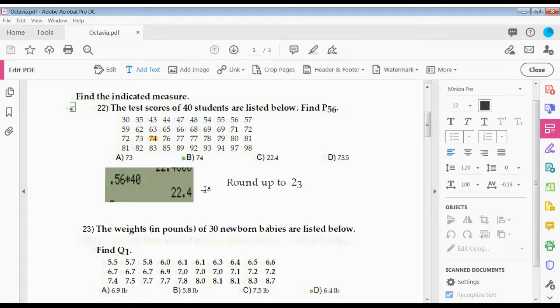22.4, the flowchart says to round up to the location. You round up to 23. The number in the 23rd spot is the number 74. There it is, letter B.